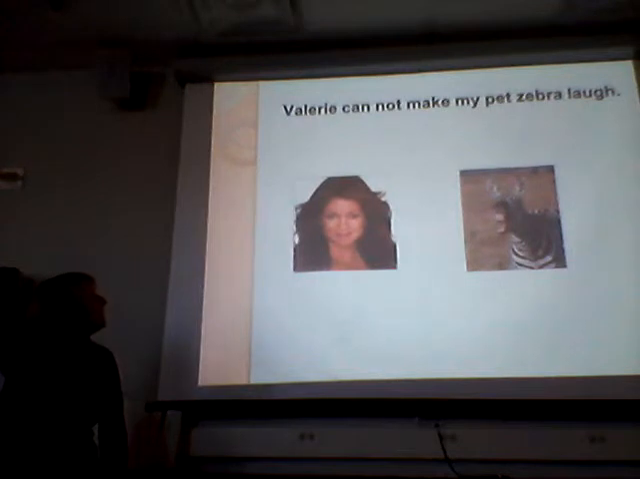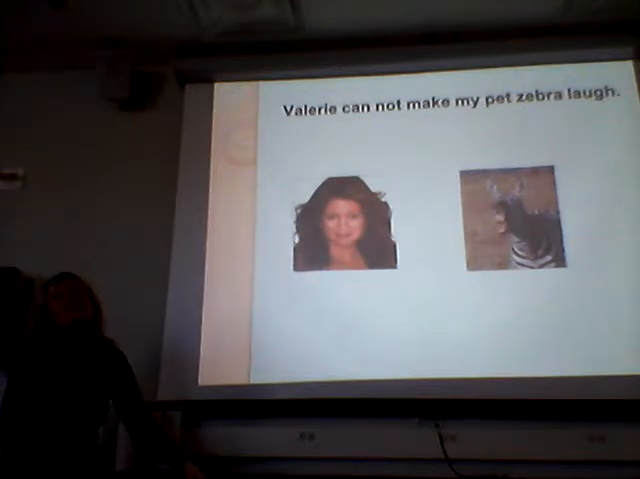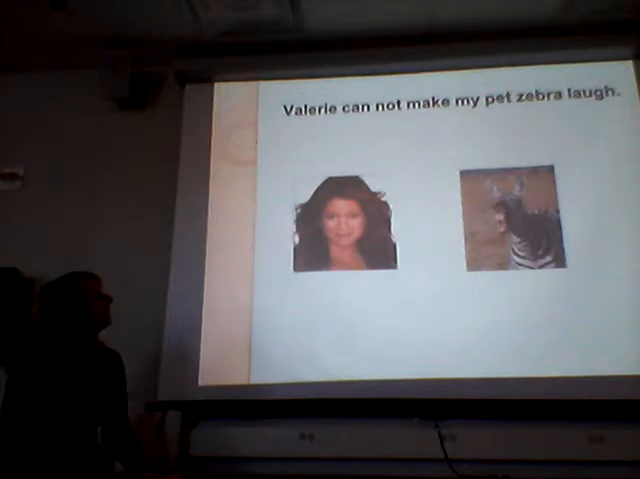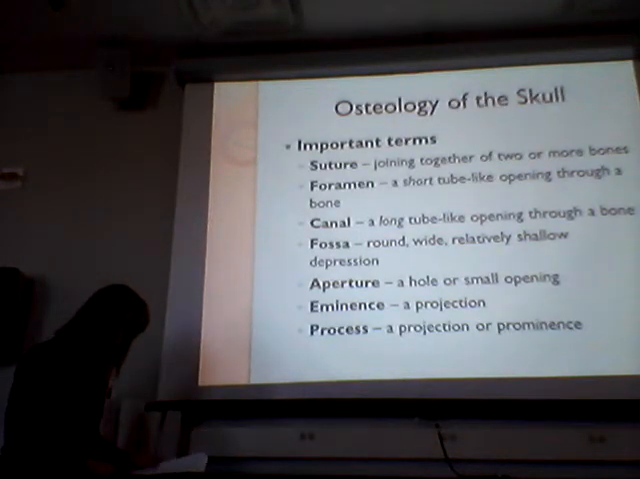So, all right, so Valerie cannot make my pet zebra laugh. Let's go ahead and name the bones again. The V, C, inferior nasal conchae. Yeah. Okay, and then N, nasal, M, Maxilla. M again, Mandible. Right, P, Palatine. Right. Parietal is on the neurocranium. Yeah. Okay, Z, Zygomatic. And L, Lacrimal. Very good, very good. Okay, let's go to the next slide. And let's catch up with you guys.